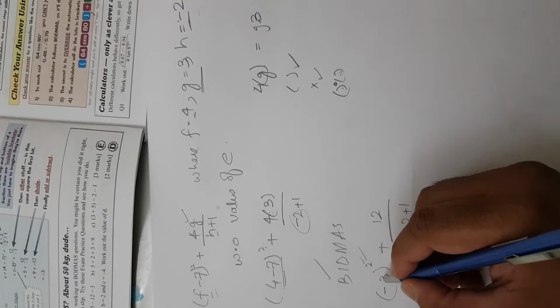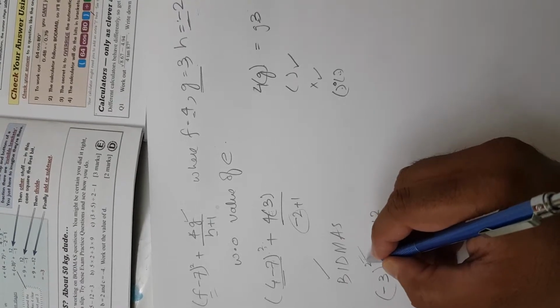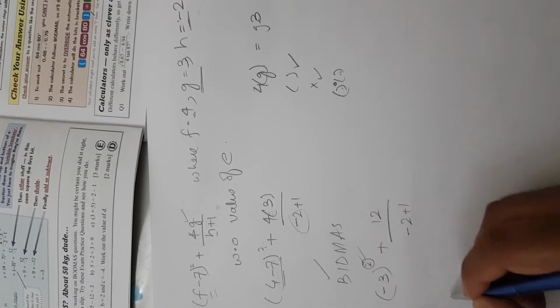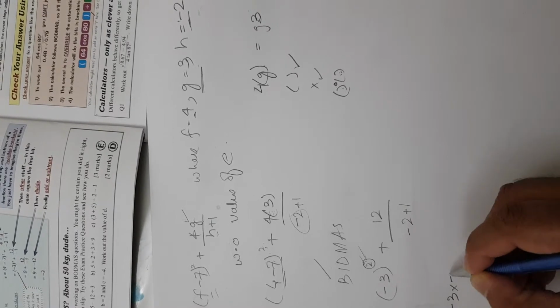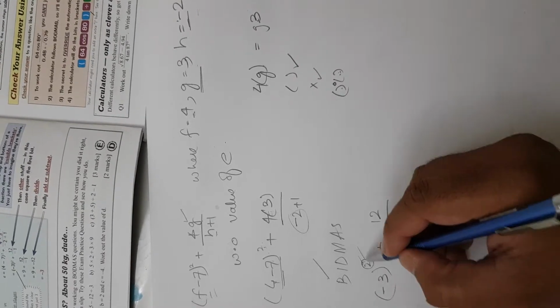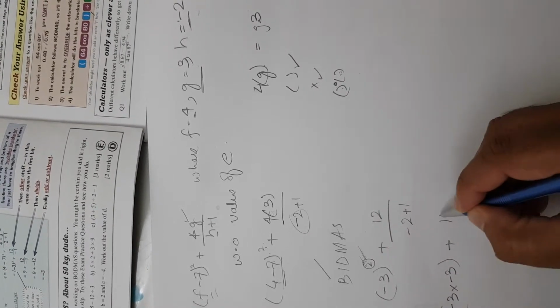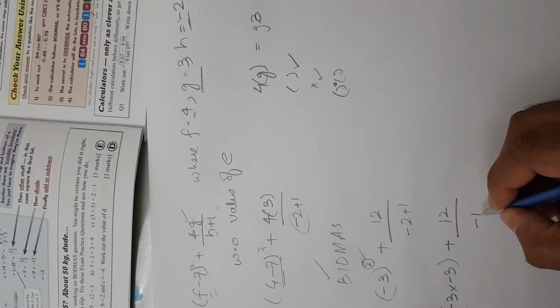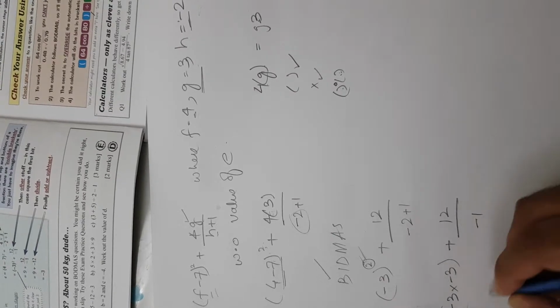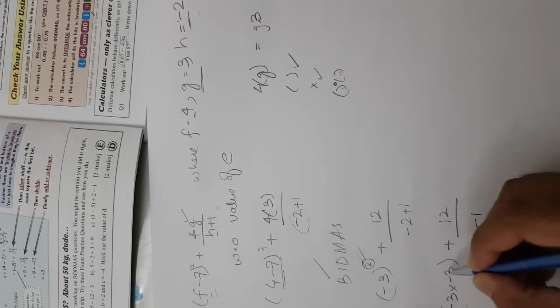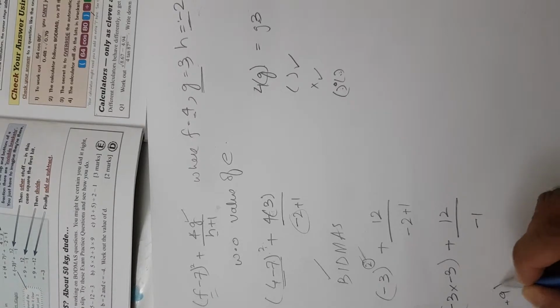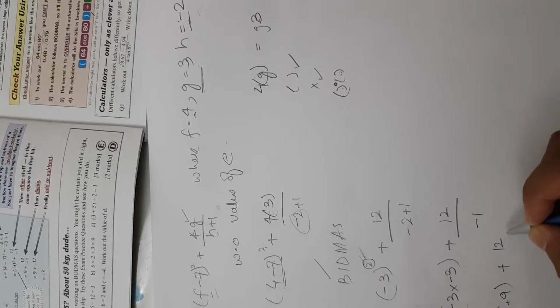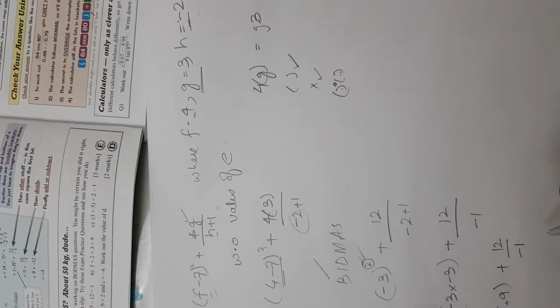3 times 3. Now, I told you in the previous example that when you have this thing, remember what you need to do. Minus 3 times minus 3. I'm writing this number 2 times because I know it's squared here. Plus 12 over negative 2 plus 1 is negative 1. Now, in this case, I have these two numbers. 3 times 3, minus into minus is plus, 3 times 3 is 9. 9 plus 12 over negative 1.